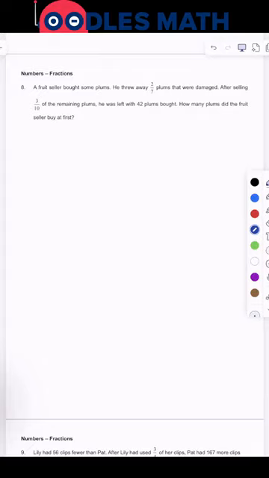Alright, so the question reads, a fruit seller bought some plums. He threw away 27 plums that were damaged. And after selling 3/10 of the remaining plums, he was left with 42 plums. So how many plums did the fruit seller buy at first? Now let's take a look at this question here. So we know that he threw away 27 of the plums, and after selling 3/10 of the remaining, he's left with 42. So how many did he buy at first? So these are the clues to the question.